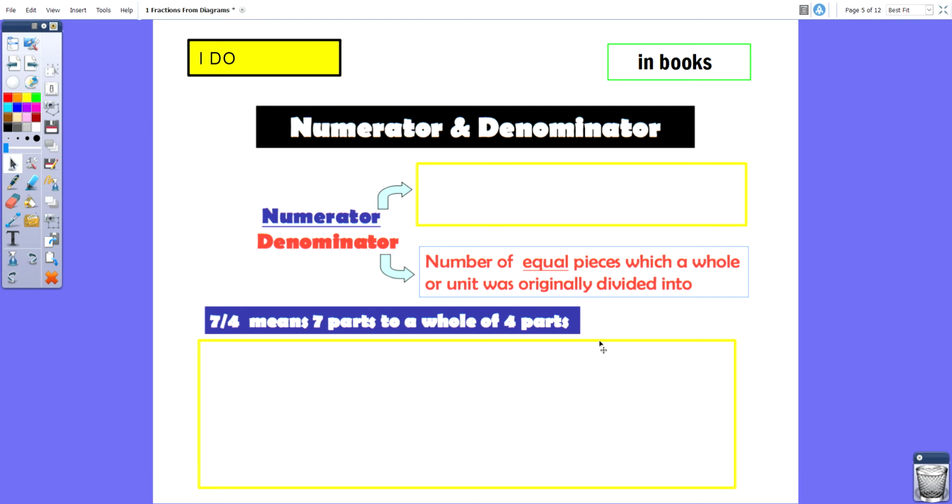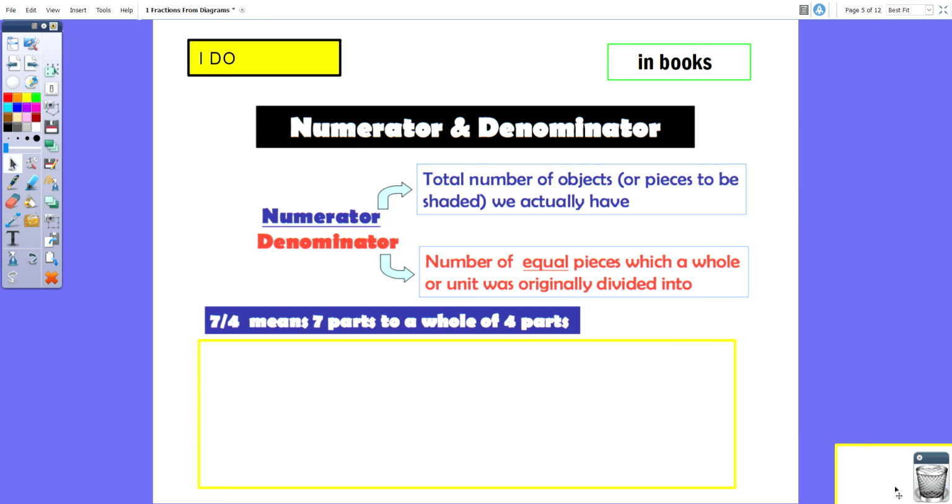Okay, so let's talk a little bit about the language we can use with fractions. So we already spoke a little bit how the top number is considered the numerator and the bottom number is considered the denominator, and we said the denominator is the number of equal pieces which a whole or unit was originally divided into. The numerator is the total number of objects or pieces we actually have. So for example, if I wanted to do a quarter, I would have 4 equal parts. So I'm going to draw a square here, and hopefully it won't be too wonky of a square.